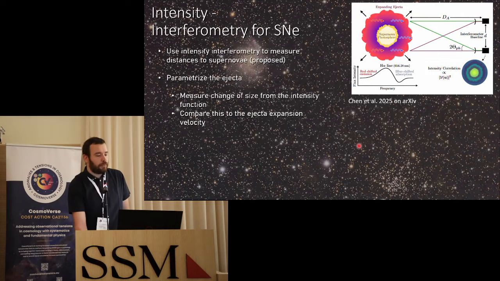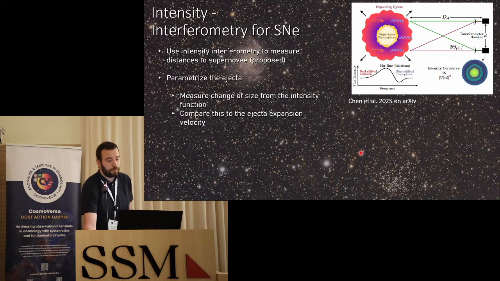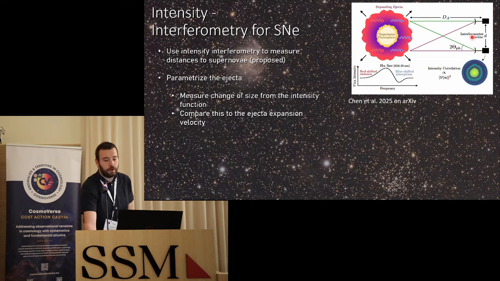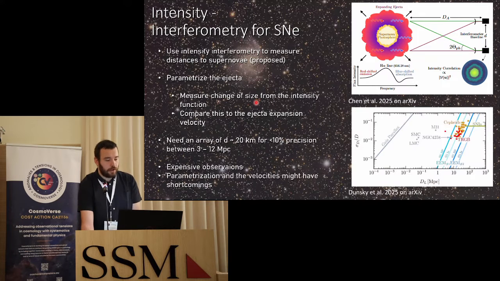The other technique that I want to mention before I go on to the modeling of type 2 supernovae is intensity interferometry of supernovae. This is something that was published on arXiv not so long ago, so I didn't really have the time to delve into it. But the basic idea is that you have the ejecta that is expanding after the explosion of the supernova, and you try to use optical interferometry to probe some lines in the spectrum of the supernova to measure how it's expanding. What you're trying to measure is the change of size from the intensity function, and you will compare this to the ejecta expansion velocity that you're measuring from the spectra.